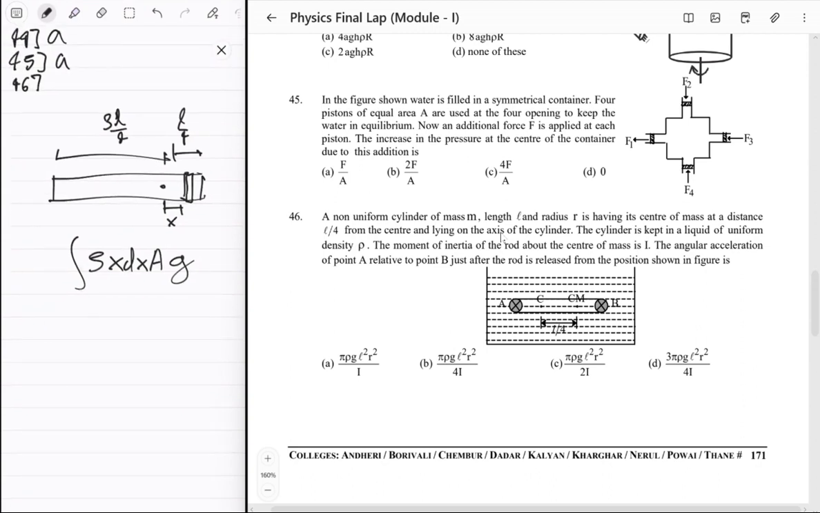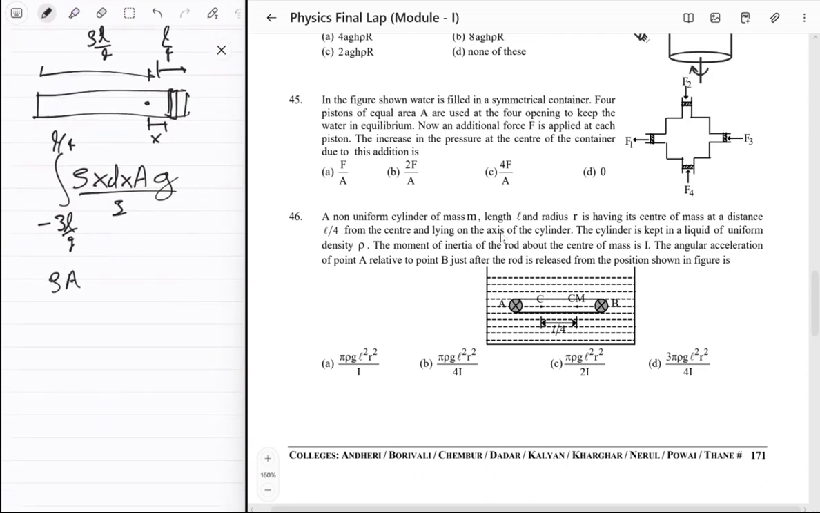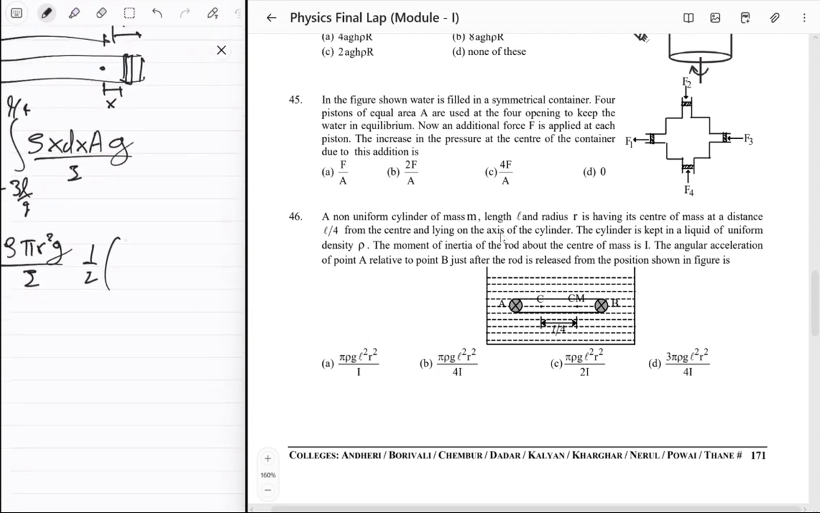Integration from x equal to -3L/4 to L/4 and all of that upon inertia. That's what you want, right? Right, that will be torque. That's going to give us the angular acceleration, sure. So rho a g, or a क्या है, which is pi r squared. So rho pi r squared times g upon I, and then this guy is like x squared upon half L/4 का square.